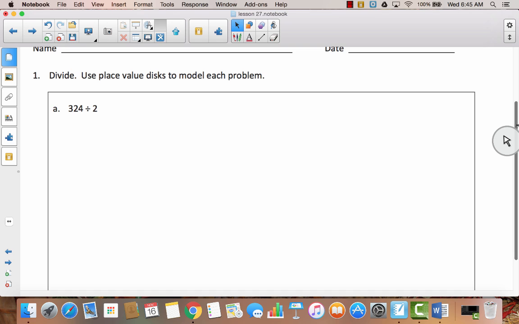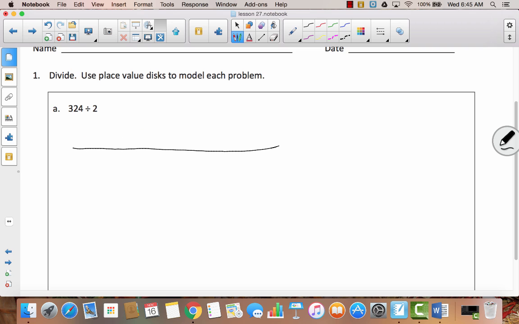In the first couple of problems, you'll notice it just says divide, use place value disks to model each problem. So we're not using the standard algorithm, we're only using place value disks. The first thing you're going to do is draw yourself a place value chart. You don't have to draw the big square as long as you just divide it into columns. So I'm going to have my hundreds here, and my tens here, and my ones. It's really important that you're very neat when you do this.